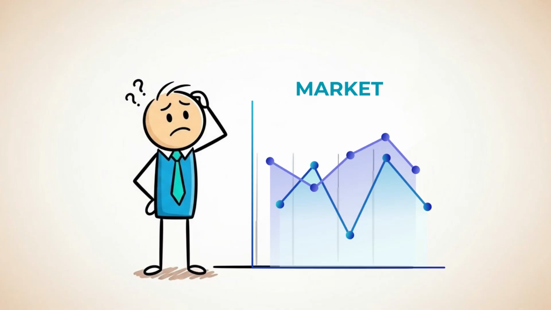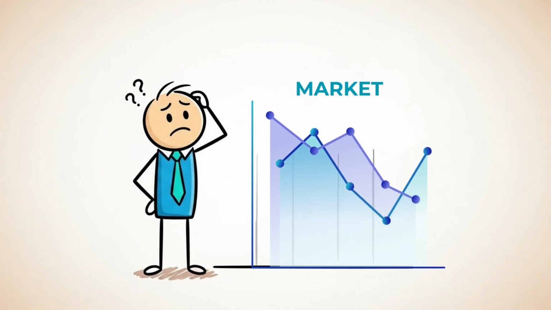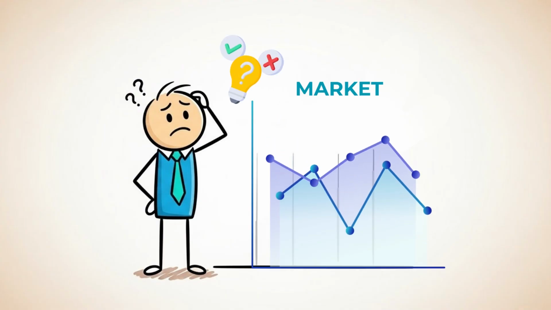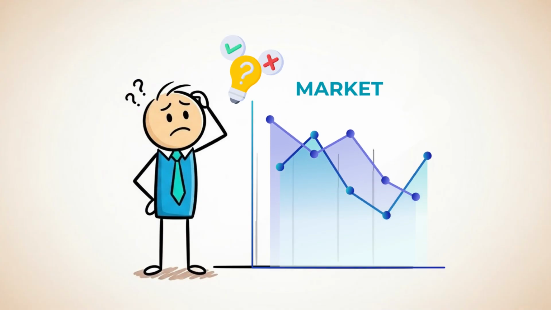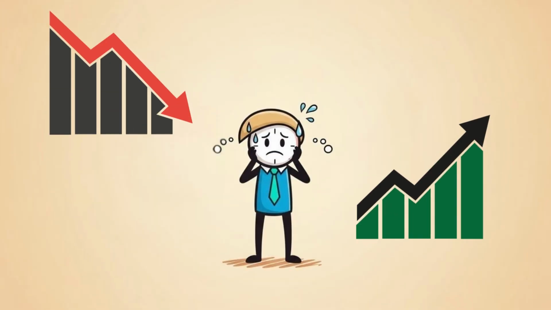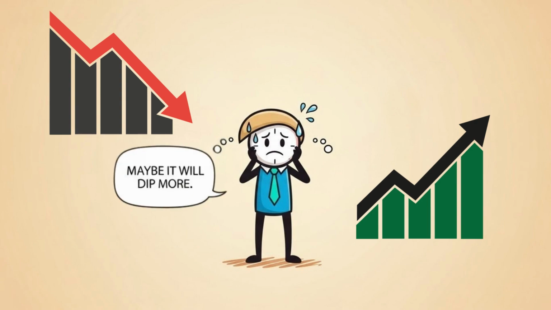While Timmy waits, the market sometimes falls a little, but then rises again before he acts. He hesitates. He second-guesses himself. And he ends up chasing the market at higher and higher prices. His biggest enemy isn't the market, it's hesitation. He wants the perfect moment, but that perfect moment rarely exists in the real world.